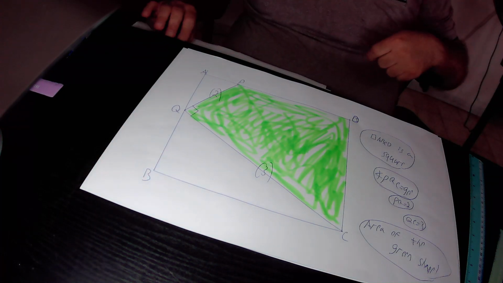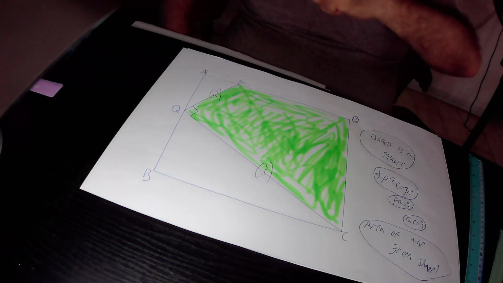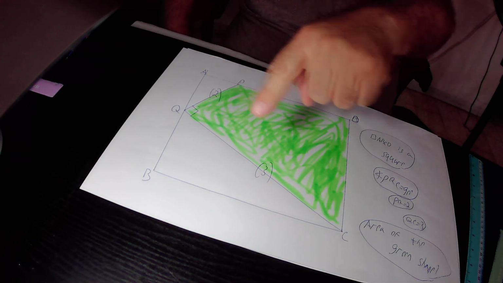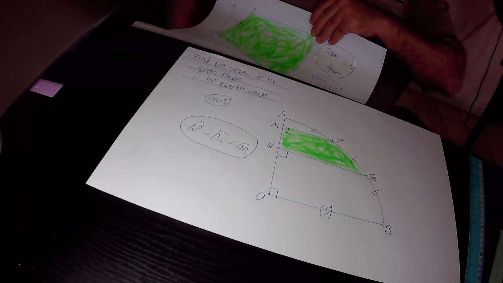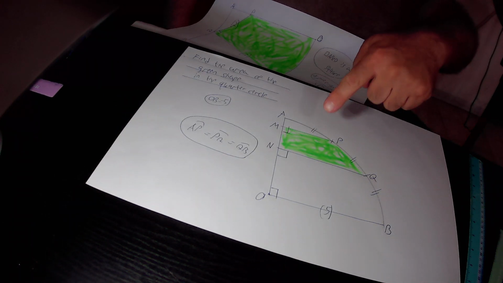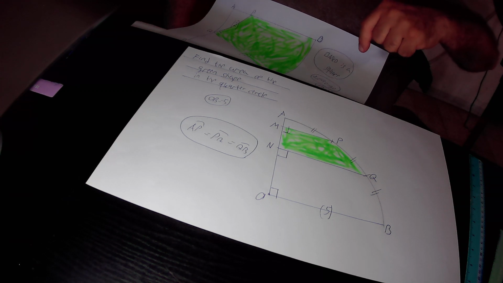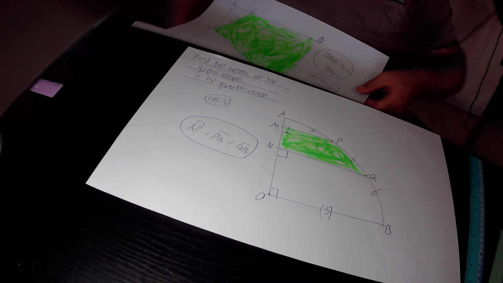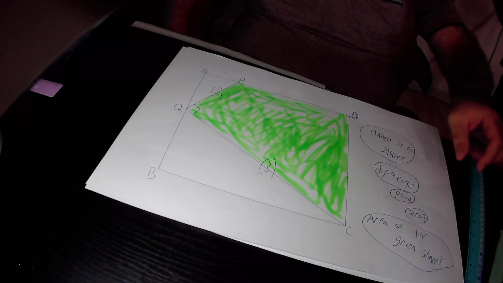And now in this lecture we'll answer two questions. In the first question we'll find out the area of this green shape that is inside square ABCD. And in the second question we'll find out the area of this green shape that is inside quarter circle AOB. So we start with the first question.